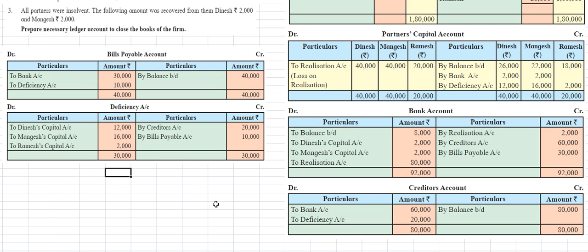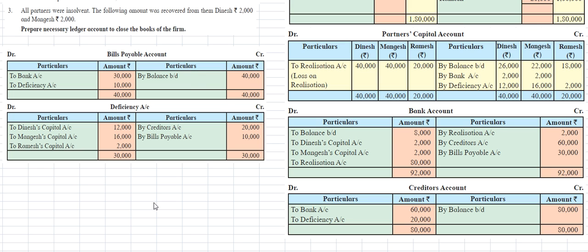The total liabilities and this amount will be coming in the bank account. So in the bank account, for the bills payable it is 30,000 and the deficiency amount is 10,000. For the creditors it is 60,000 rupees and the deficiency amount is 20,000 rupees. So the balance in hand is 90,000 rupees.